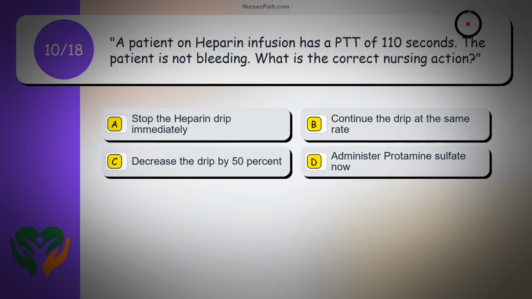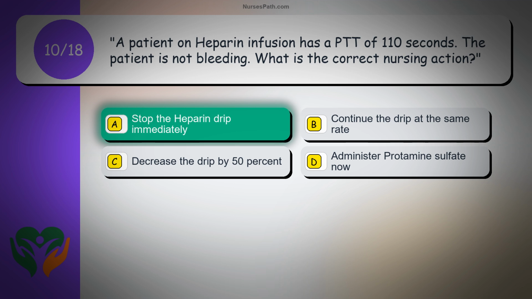Question 10. A patient on heparin infusion has a PTT of 110 seconds. The patient is not bleeding. What is the correct nursing action? Option A, stop the heparin drip immediately. Option B, continue the drip at the same rate. Option C, decrease the drip by 50%. Option D, administer protamine sulfate now.